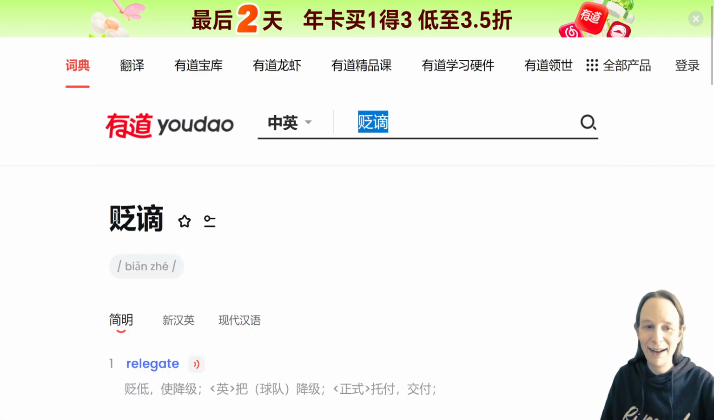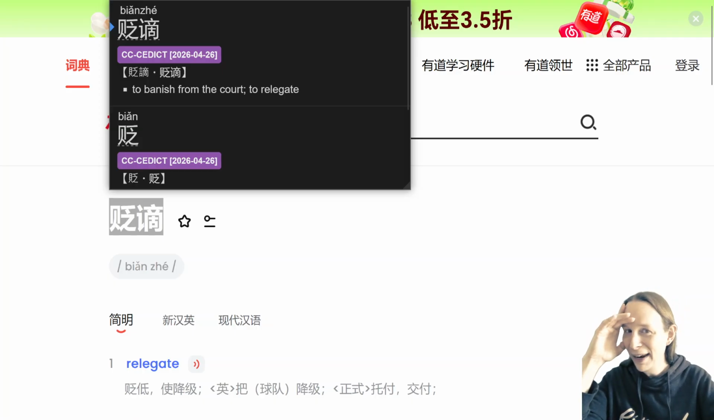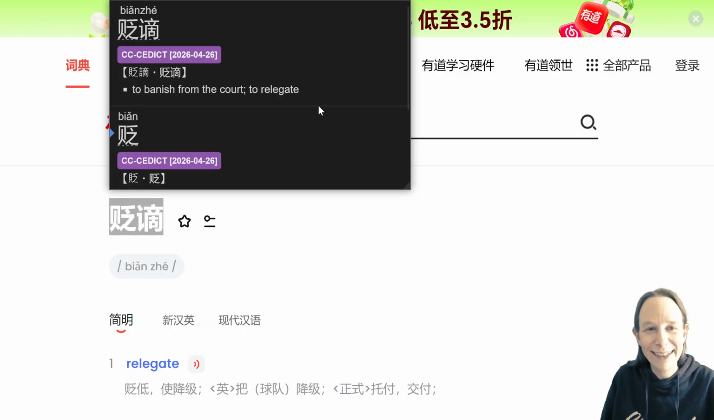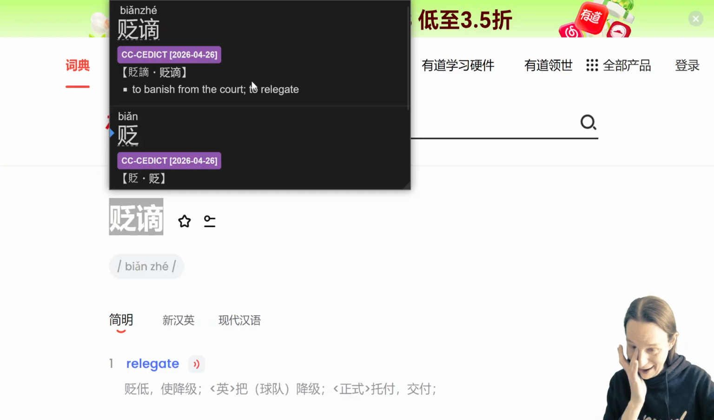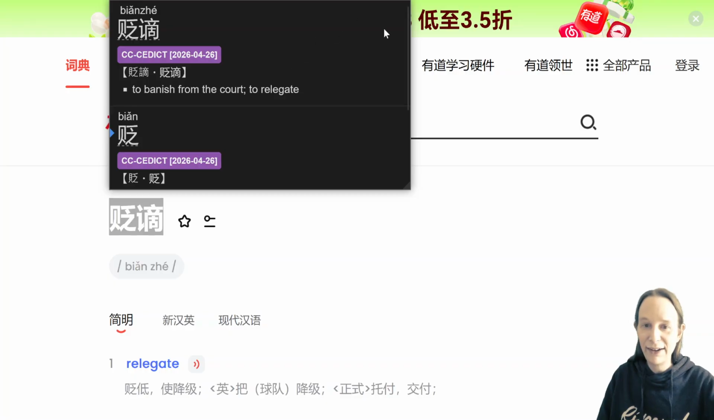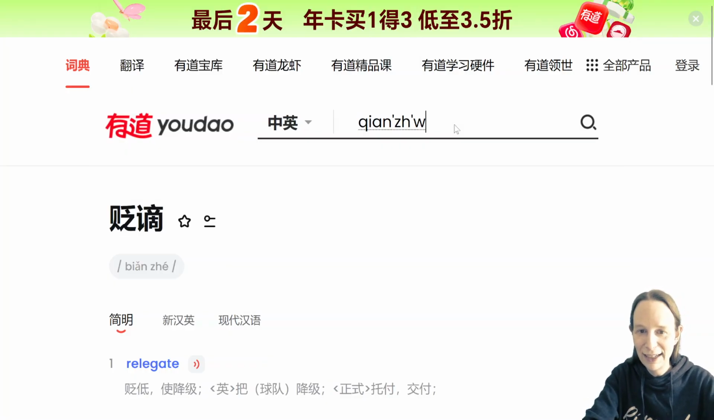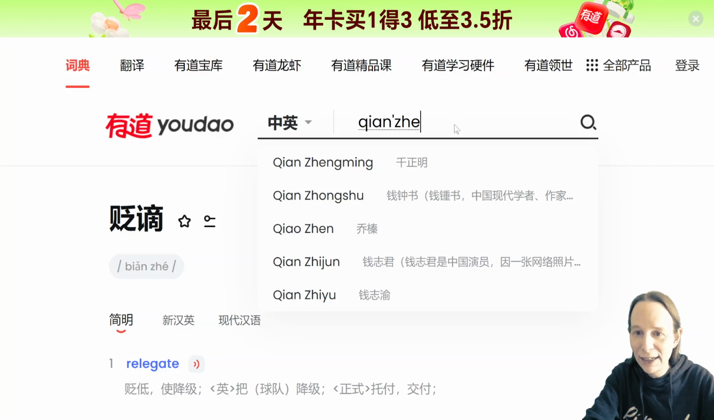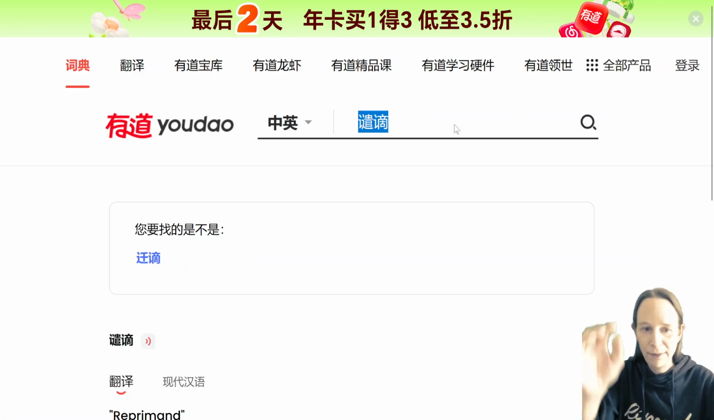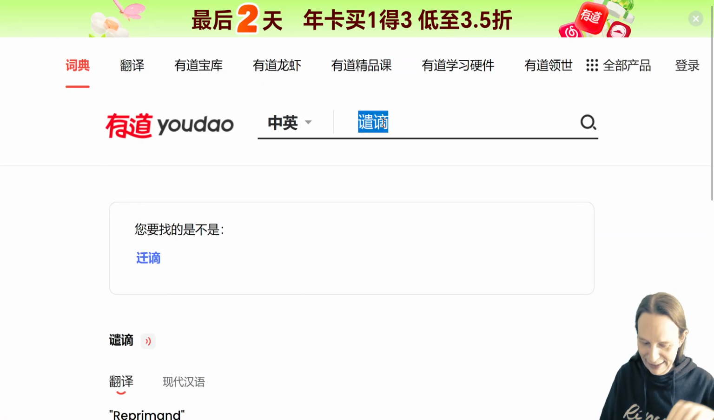Wow, I can't believe it. Oh, it's second tone. I got the tone wrong, but I got the initial and final correct. So 2 out of 3. Swings and roundabouts. To banish from the court. 贬谪. Okay, so some government official, they were caught committing a crime and have been banished. Okay, so 贬谪 was the example. This was the example. We saw that, but this is the example in the dictionary.